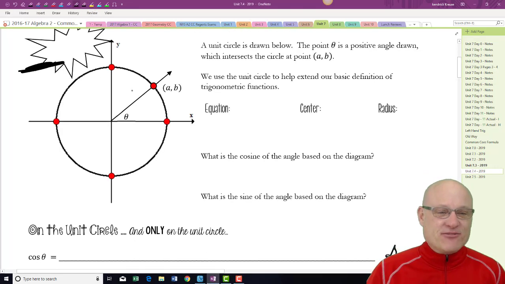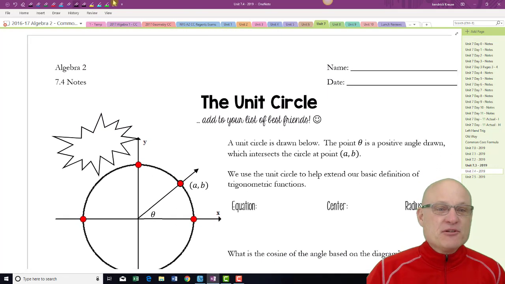7.4. Oh, that's really ridiculous. Why did that come up like that? So 7.4, children.